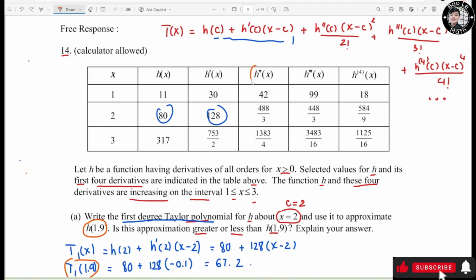Since the second derivative of the function h of s is greater than 0 and increasing for s between 1 and 3, the function is concave up. So the tangent line is below the graph, right? It's going to be like this, the tangent line is right here. Therefore, T1 of 1.9 is less than h of 1.9, right? So the approximation is less than the actual value.